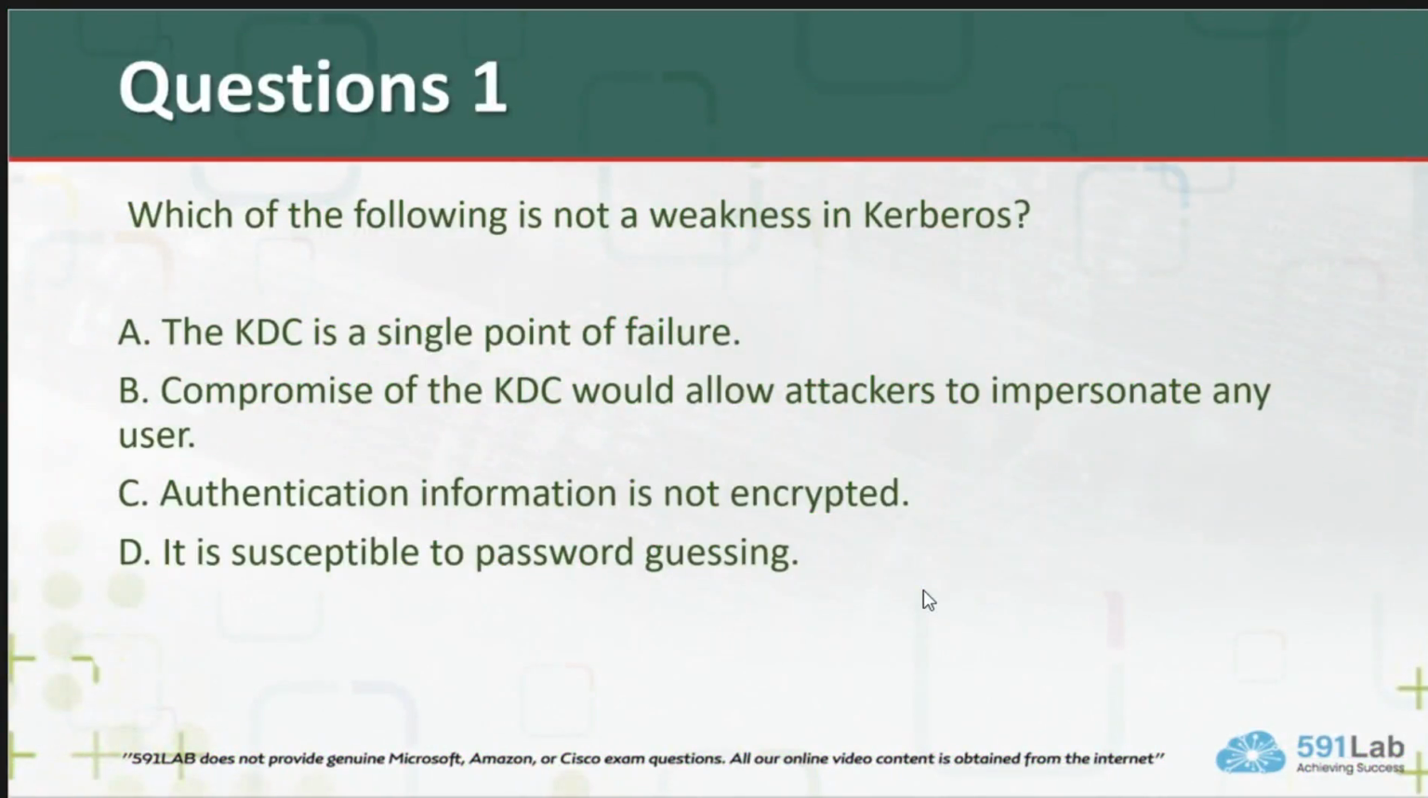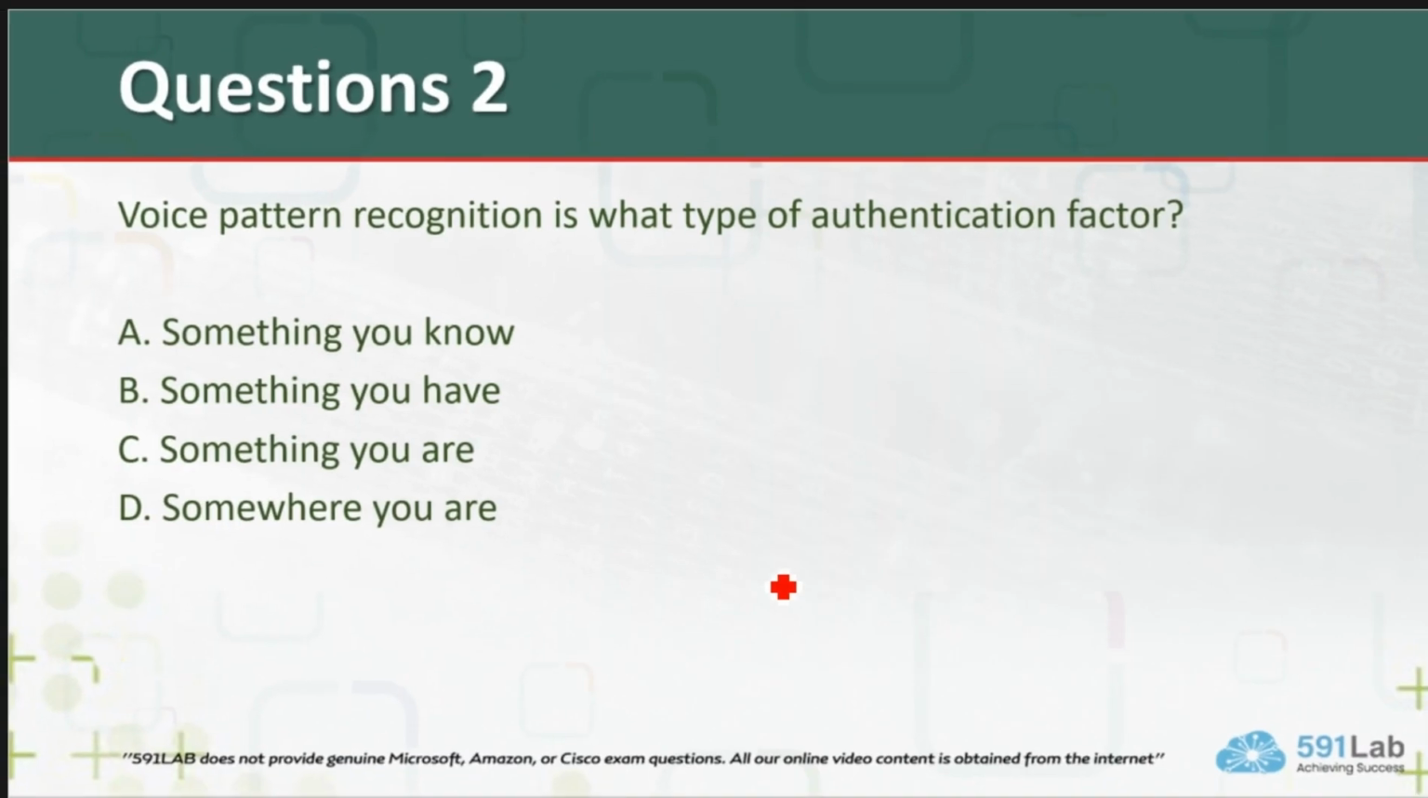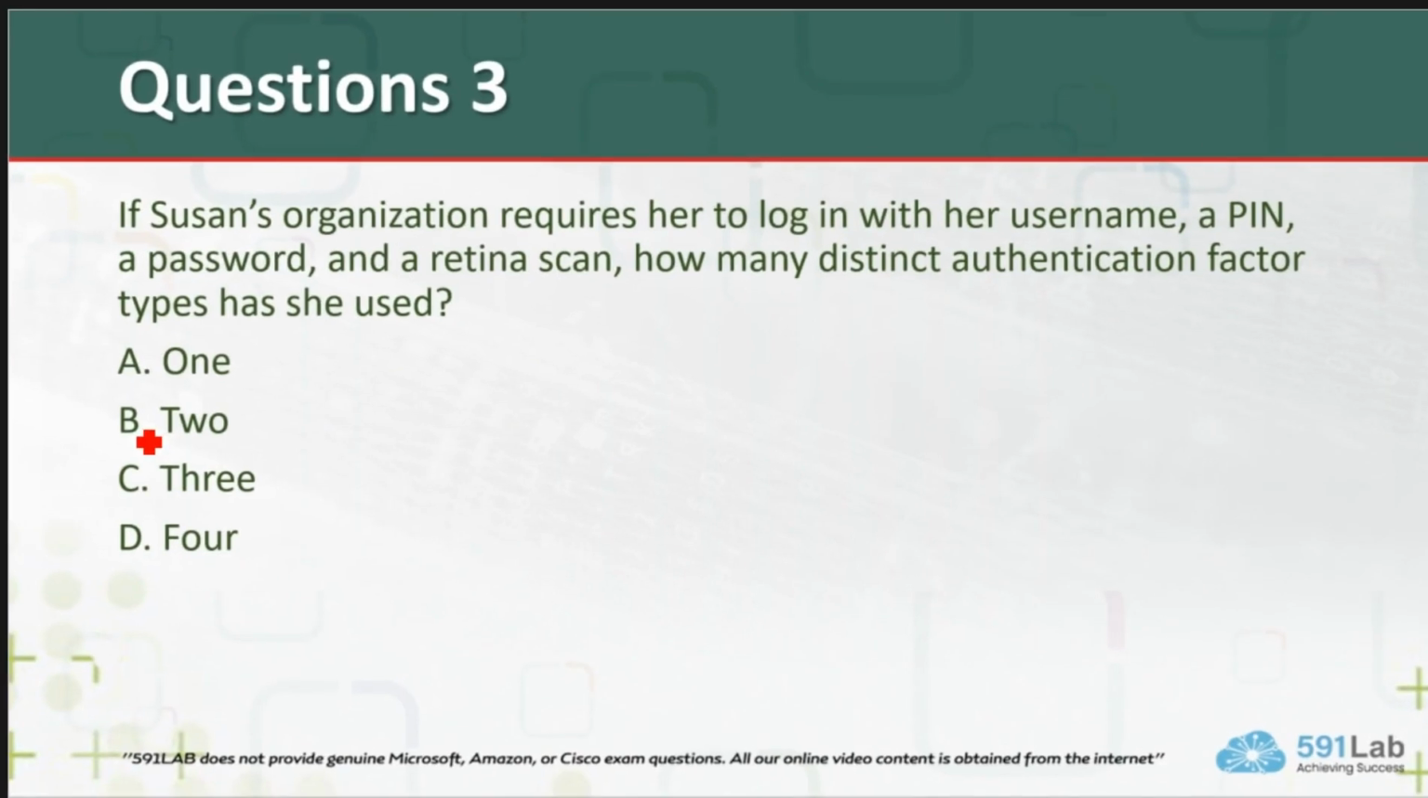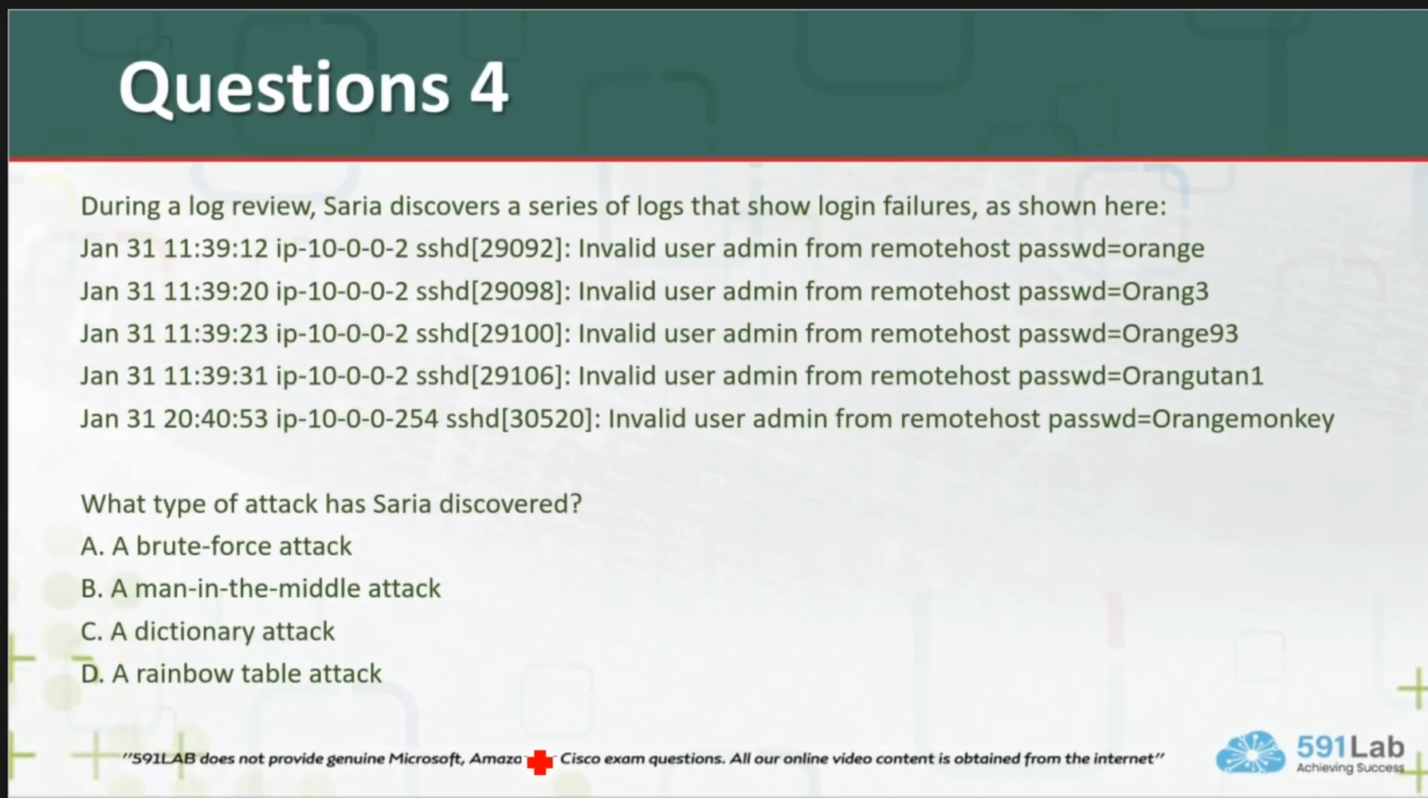First question, which of the following is not a weakness in Kerberos? So question 2, voice pattern recognition is what type of authentication factor? Next question, if Susan's organization requires her to log in with the username, a PIN, a password, a retinal scan, how many distinct authentication factors types has she used? Alright, next question, during a log review, Salia discovers a series of logs that show login failures as shown here. So, as you can see, the logs on Jan 31st, just one trial after another.